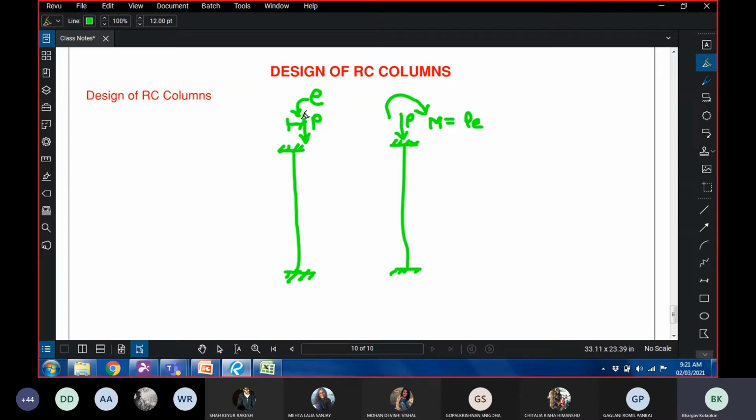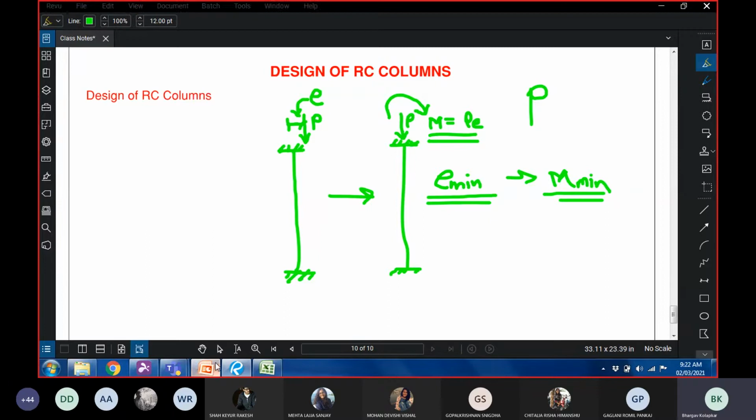So I have converted a load that is acting at a certain eccentricity to a load that is acting through the centroid of the column, through the longitudinal axis of the column, along with a moment that is equal to P times E. Therefore, when I'm designing the column for a minimum eccentricity, it means that I'm designing the column for a minimum moment. And that is what the code says. So you design it for whatever value of actual load that comes from the analysis, but also design it for a minimum value of eccentricity or a minimum value of moment. Now let us look at what this value is.